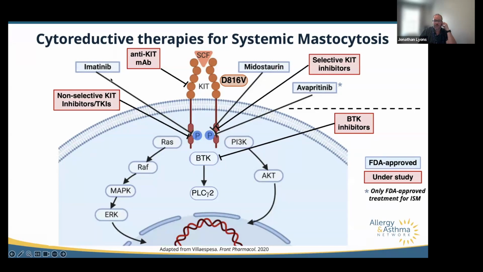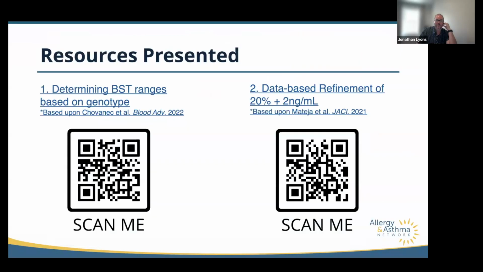Midostaurin and imatinib are approved for advanced disease, but should not be used in indolent systemic disease and really should be reserved primarily for either specialized centers or hematology oncology doctors. But BTK inhibitors, other selective KIT inhibitors for targeting D816V, or non-selective TKIs that block KIT, and even monoclonal antibodies against KIT are all in development right now for treatment of systemic mastocytosis. And there are other drugs being developed for other diseases that may also be applied, but these are specifically under study for systemic mastocytosis.